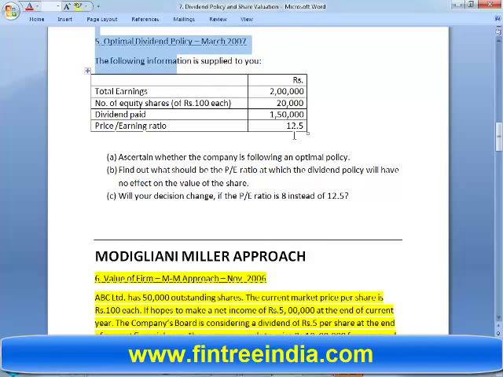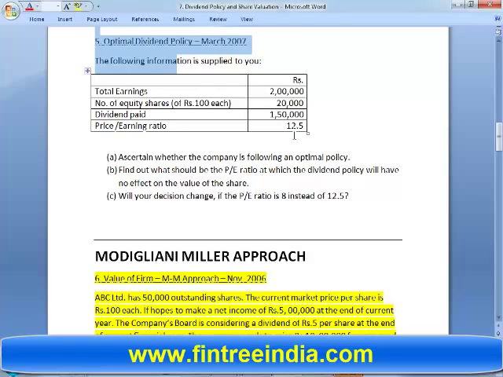10%. Why? Because your total equity is 20 lakhs, 20,000 into 100, and your total earnings are 2 lakh. That means your return on equity is 10%. So R is 10. And how do you find out cost of equity? How much are shareholders expecting? Take inverse of your PE, because PE is earning yield. So 12.5 is PE. 1 by 12.5 should be 8. So 8% is your capitalization rate. Which means you're earning 10%, required is 8%.